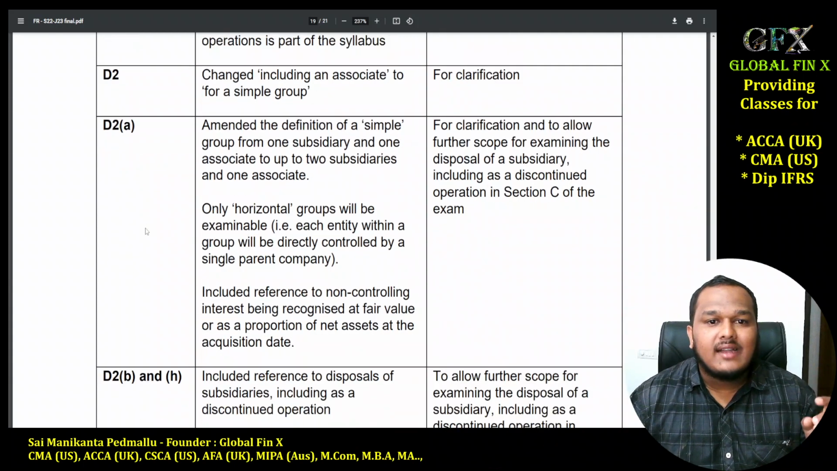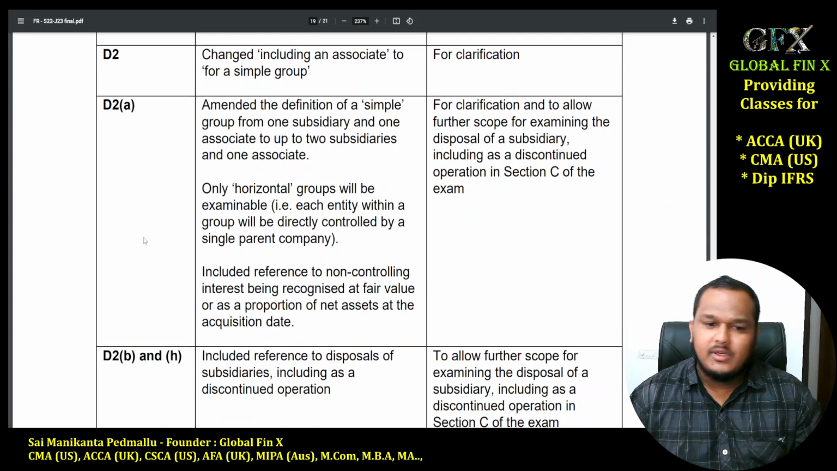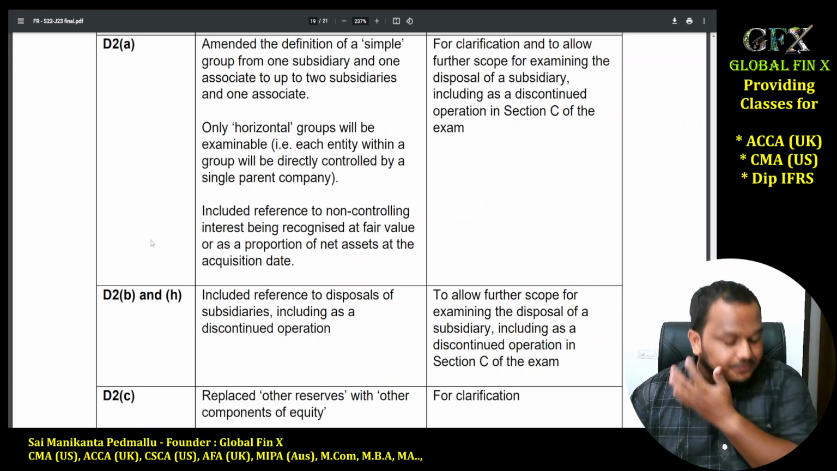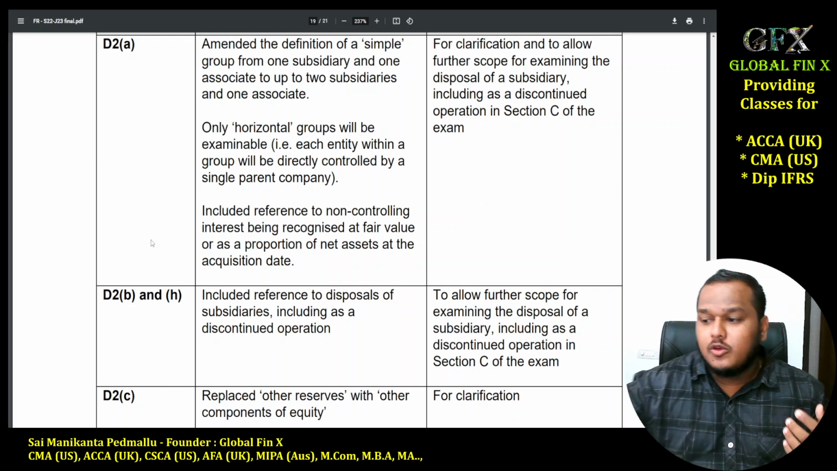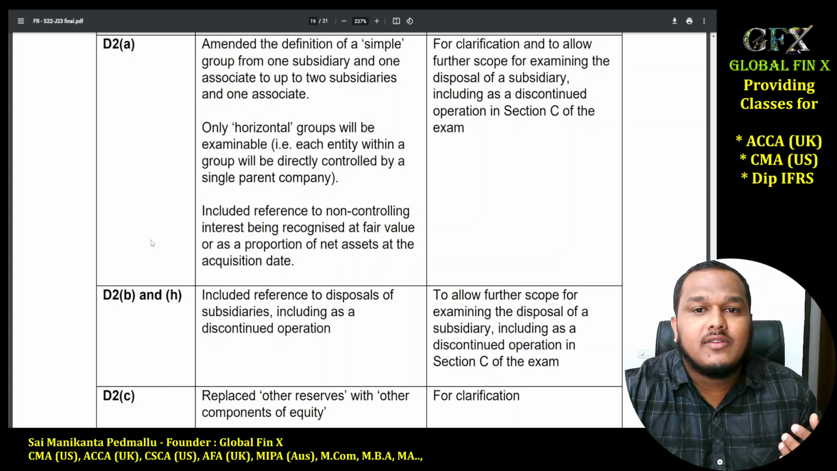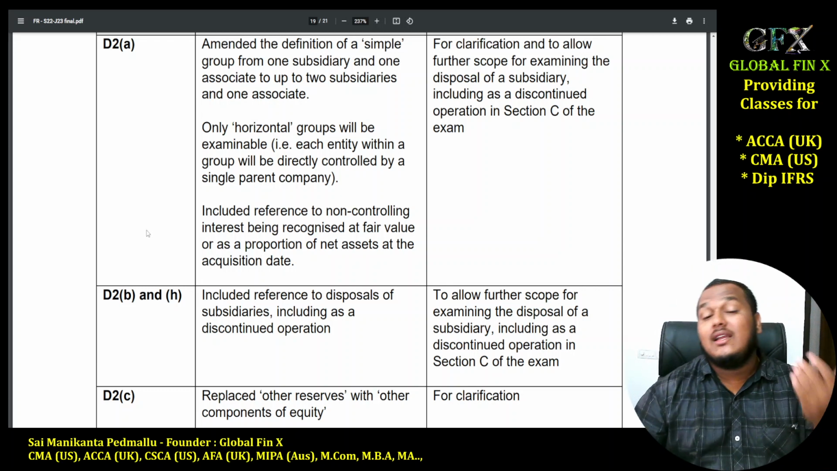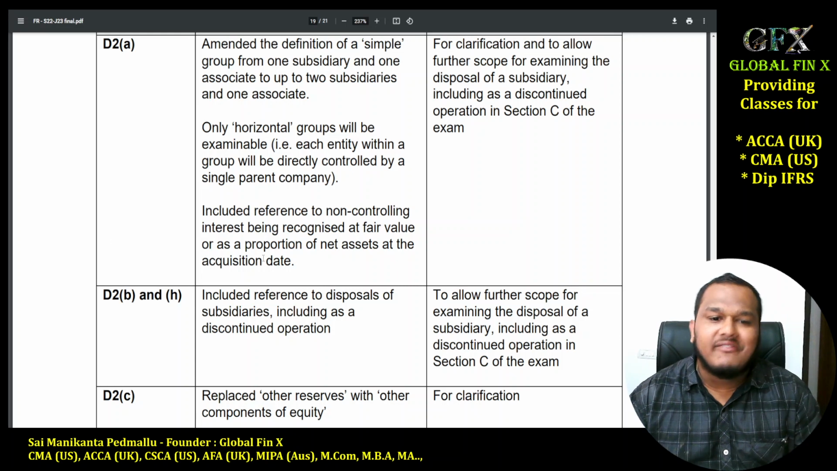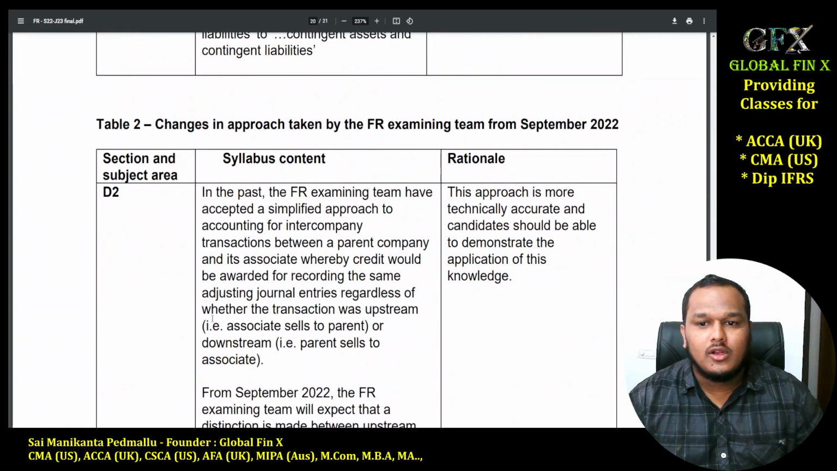And then the fact that simple group definition has been introduced, which includes 2 subsidiaries and 1 associate at max. Horizontal groups only will be tested, which is usual. And most important, you should note that a subsidiary can also be acquired with a view to dispose it off in the near future. In that case, that will be classified as a discontinued operation. This was usually tested earlier in the SBR syllabus. Now it is also tested in FR. That is another change. Rest of all are just clarifications of terminologies.